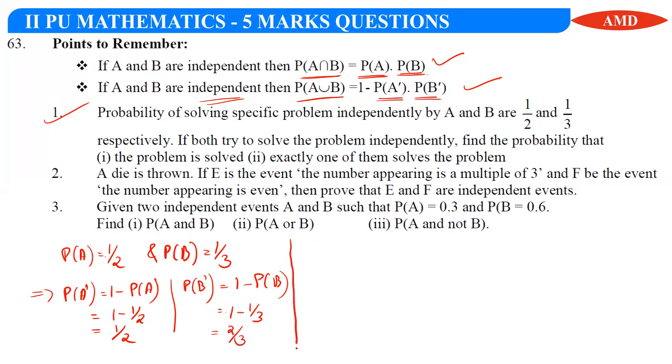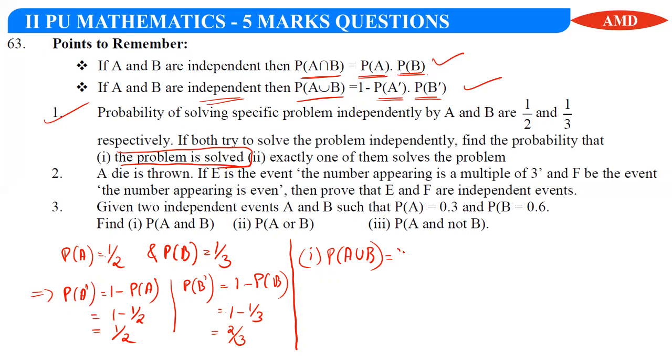So having found out these values, let me try to solve the first question. The problem is solved. That means when I say problem is solved, any one of them can solve. That is probability of A union B. I don't have to put intersection here. Intersection means both have to solve it, right? No, here in this case, any one of them solving is enough, because the problem just has to get solved. Even if one of them has solved, the problem is solved.